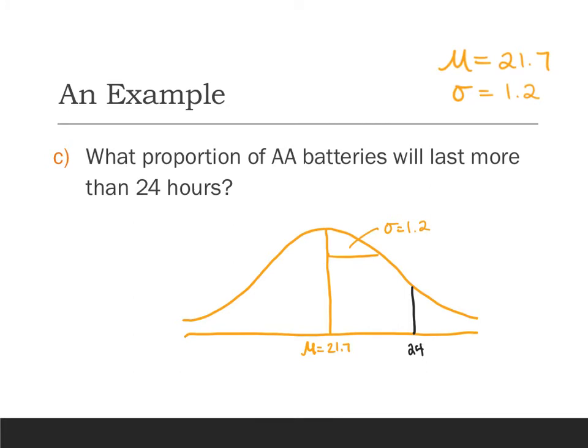And then I need to shade. So last more than 24 hours. Well, 24, and then I'm going to be shading this way. That's important because we need to make sure that we have the right inequality symbol when we put this into StatCrunch.